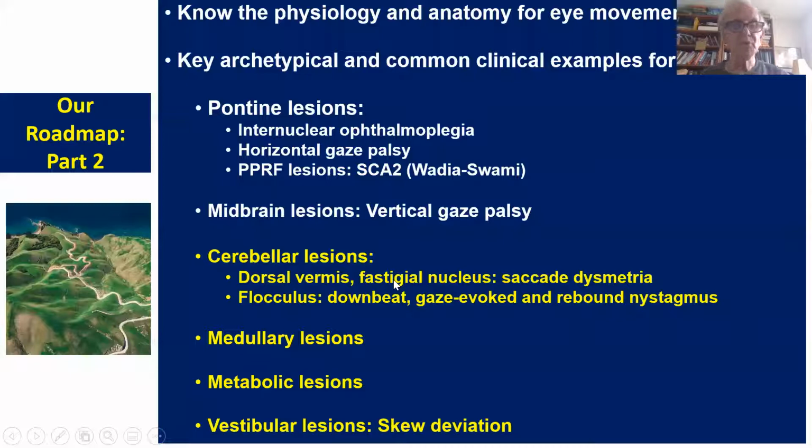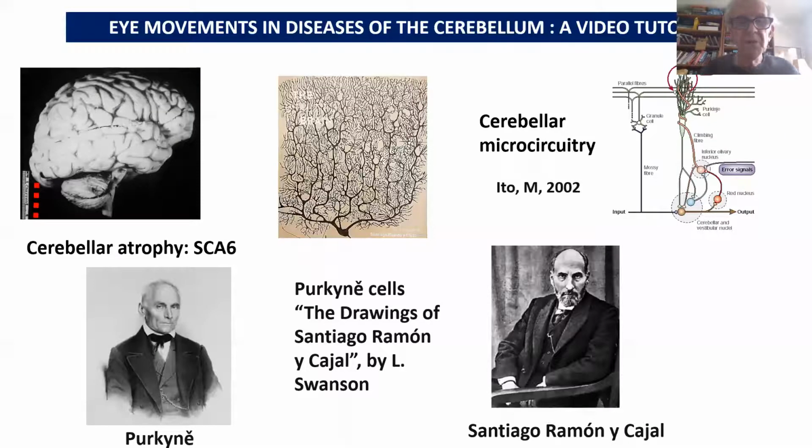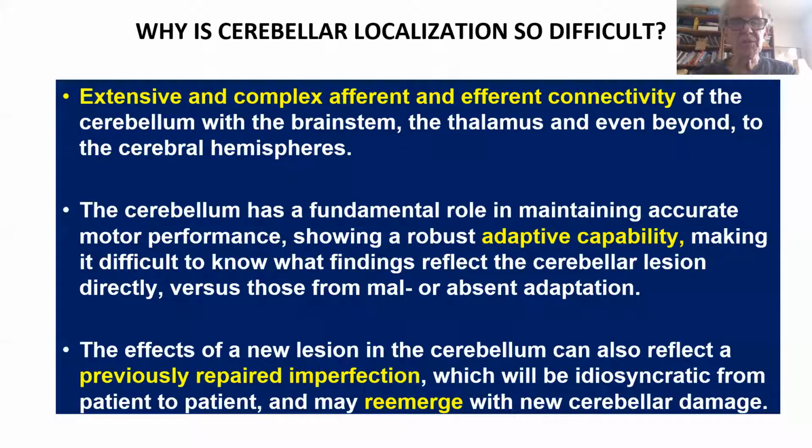Okay, so part two. Now you're going to have to think. Cerebellum, it's a wonderful structure. There are more neurons in the cerebellum than in any other part of the brain. I'm going to make it easy for you today, so hang in there. There's a great history of the cerebellum, and so many of the famous names in neuroanatomy and physiology made their careers on the cerebellum. Cajal, Purkinje. And why is cerebellar localization so difficult? Well, I'm going to tell you the reasons, and then we'll try and make sense out of it.